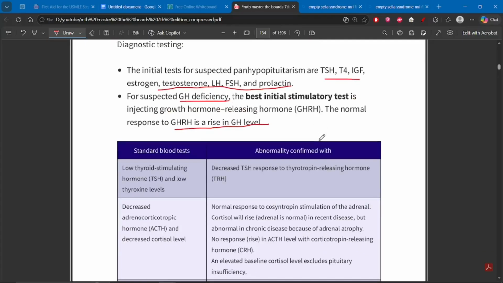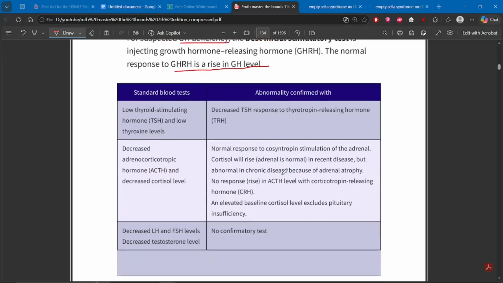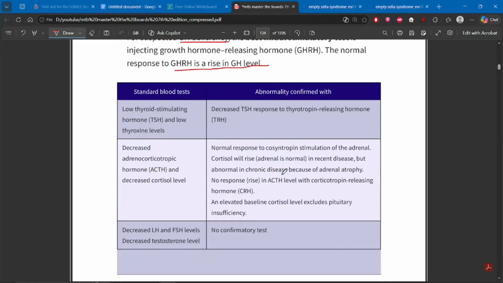So if you inject the releasing hormone, it would lead to a rise in the subsequent hormone, the growth hormone, which makes sense physiologically. But if this response does not occur, that means that there is a deficiency of growth hormone.